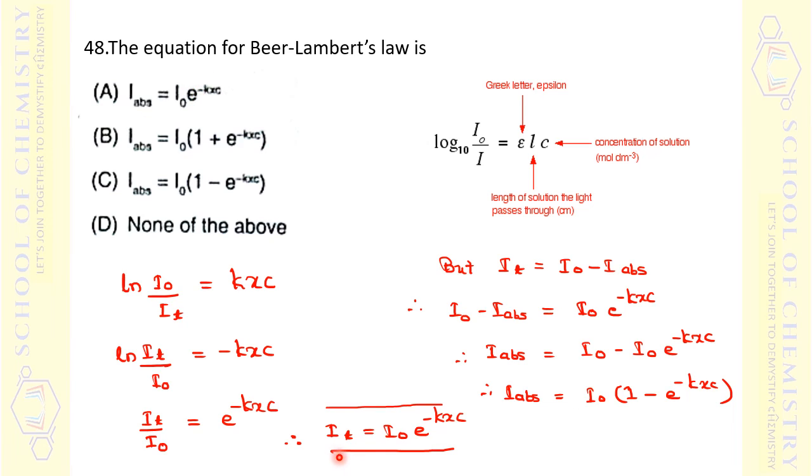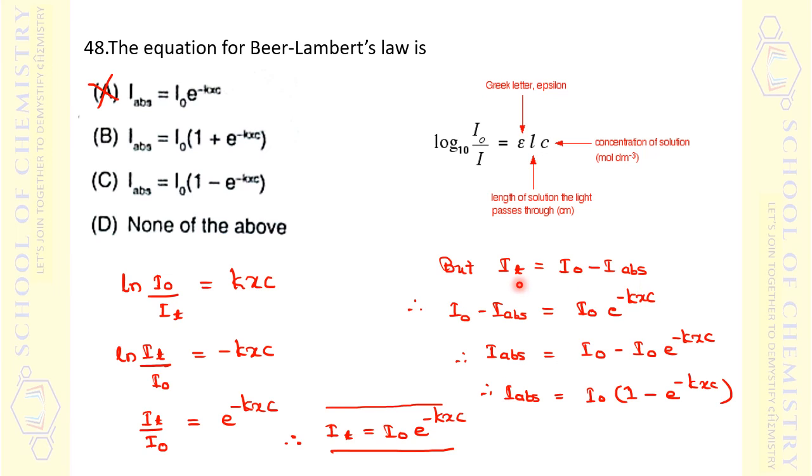But a very important thing here: whatever you are getting is IT, and whatever they have mentioned here is I absorbed, right? So this is not the answer here. Option A is not the answer here. Further we need to go for mathematical simplification to get an expression for I absorbed. I absorbed is nothing but I naught, the original intensity, minus IT. IT is the intensity of transmitted radiation, which is equal to I naught, the incident radiation intensity, minus the intensity of absorbed radiation.